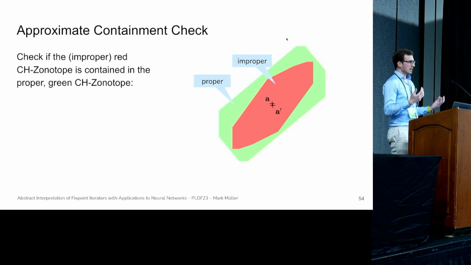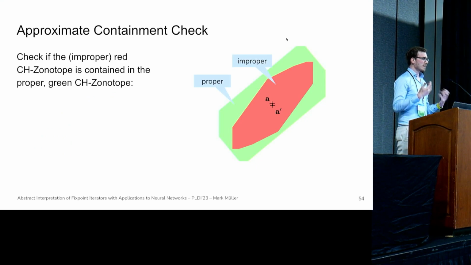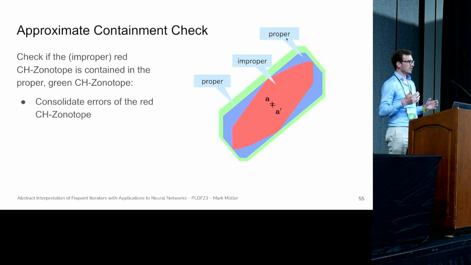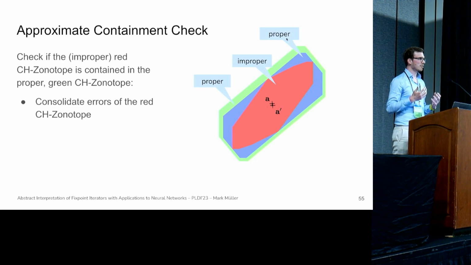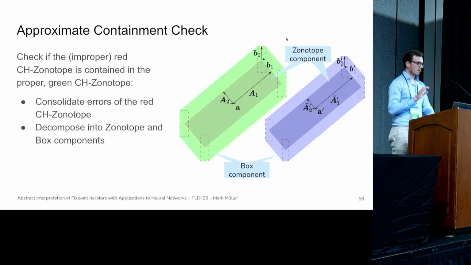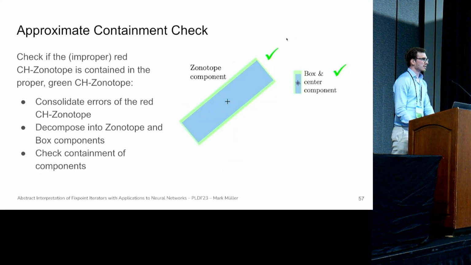Now we can do an approximate containment check enabled by this error consolidation. Here we want to see if the red improper CH-Zonotope is contained by the green proper one. As a first step, we consolidate the errors of the red improper CH-Zonotope using the error basis of the green proper one, and here it is crucial that the green Zonotope is indeed proper, because otherwise its error matrix would not be invertible. And now we observe that we have obtained two Zonotopes with perfectly aligned faces, which we can now decompose into their Zonotope and box components and conduct a component-wise containment check, which becomes trivial.